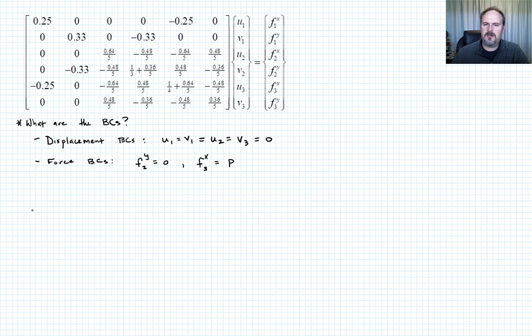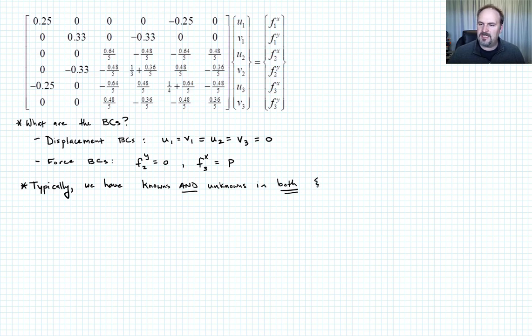Okay, so here's the upshot, is that this is really typical. Typically we have displacement boundary conditions and force boundary conditions. Maybe boundary conditions is the wrong word, but we have knowns and unknowns in both the displacement vector and the force vector. And so we can't just invert this stiffness matrix and solve it, okay? So typically, we have knowns and unknowns in both the displacement vector u and the force vector f.